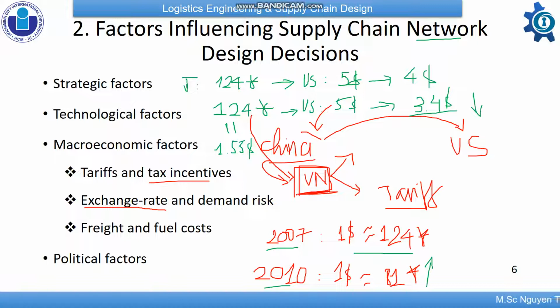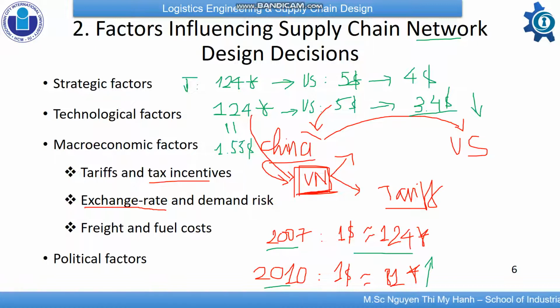Okay, so if they have the flexibility to divert resources from the US to China or from Europe to India, they will be better off.